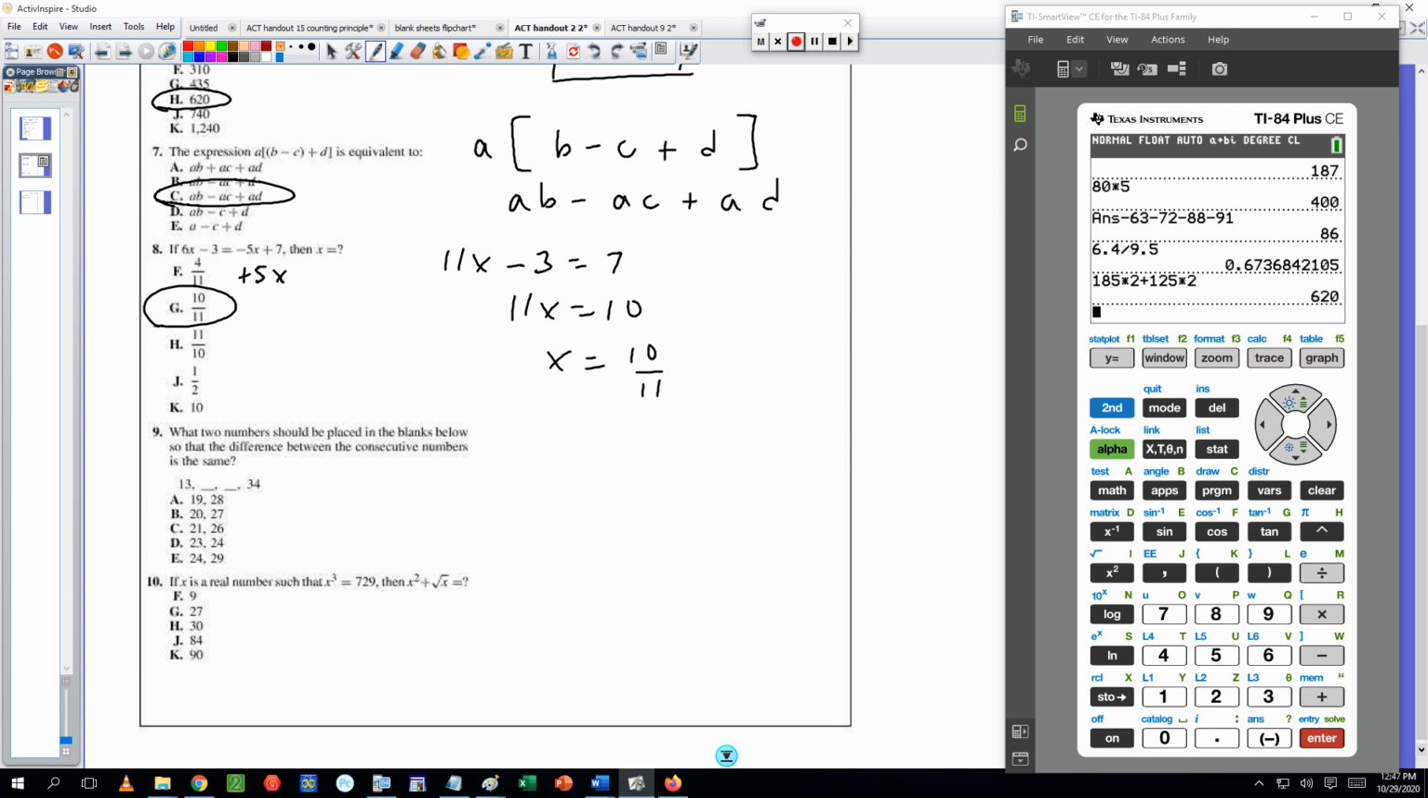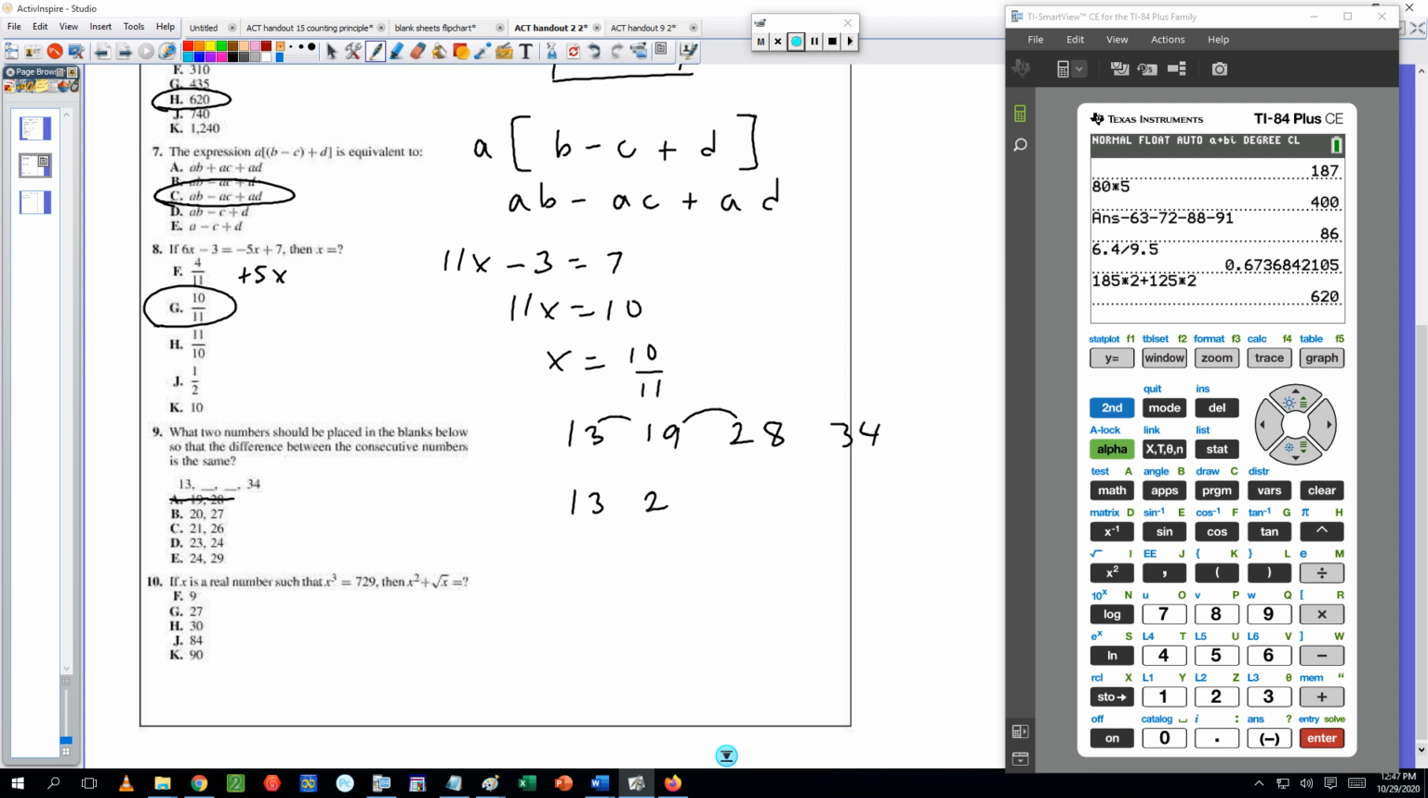What two numbers should be placed in the blanks below so that the difference between the consecutive numbers is the same? So let's try A. 13, 19, 28, 34. Let's see, from 13 to 19 is 6. From 19 to 28 is 9. A, no.